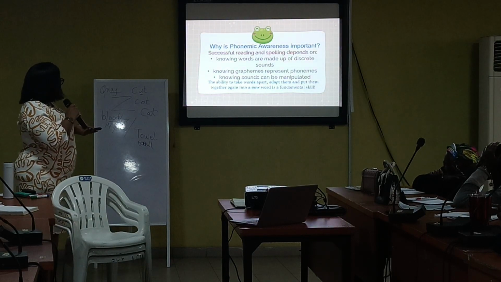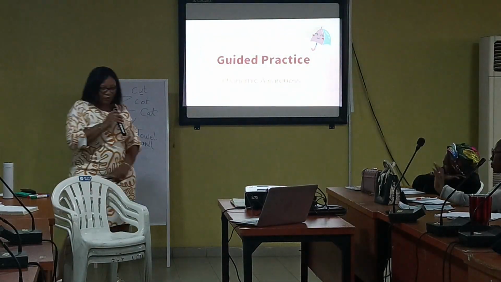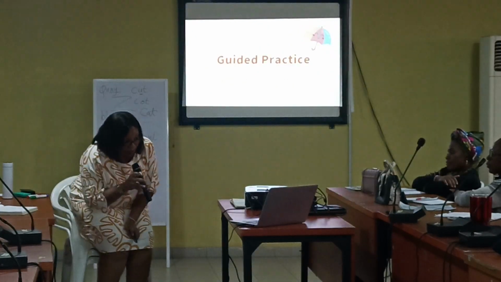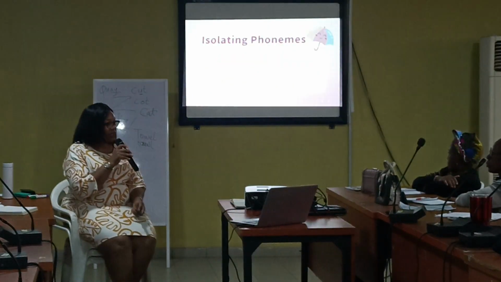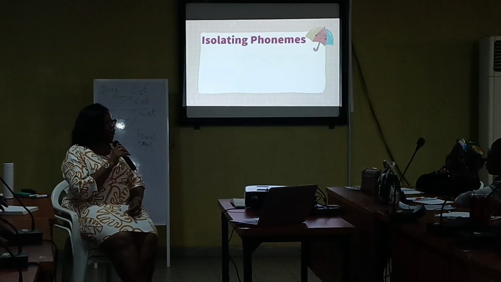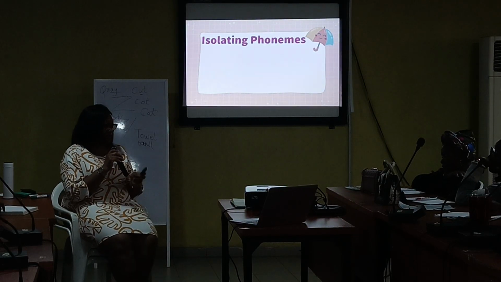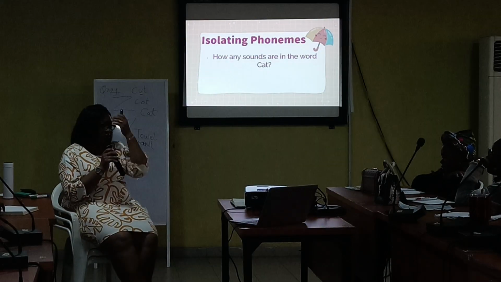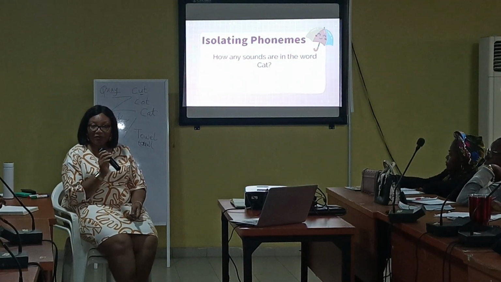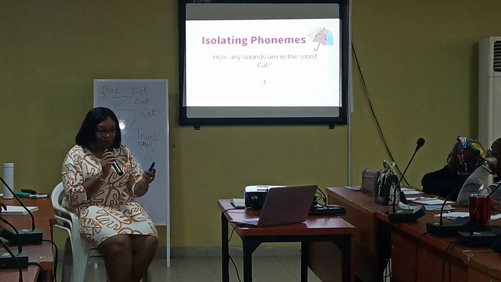All right. So we're going to do some practice of phonemic awareness. I'm going to sit down now. We have quite a few exercises. I'm going to start with isolating phonemes. There are 6 different aspects that we can practice in phonemic awareness. So we start with isolating. When you get a word, you isolate the sounds that are in it. So how many sounds are in the word cats? Is it 3? So there are 3 sounds.